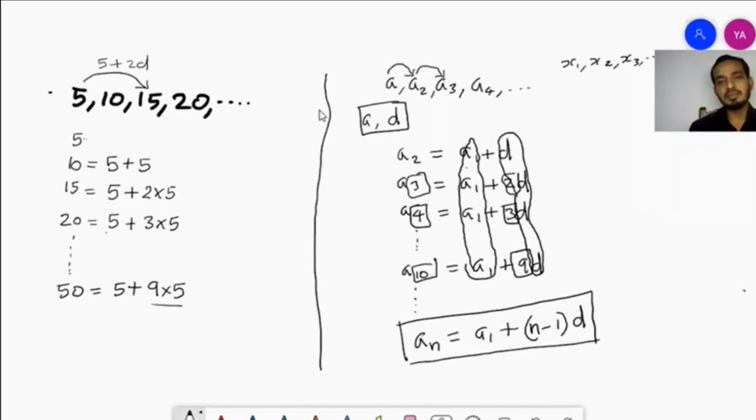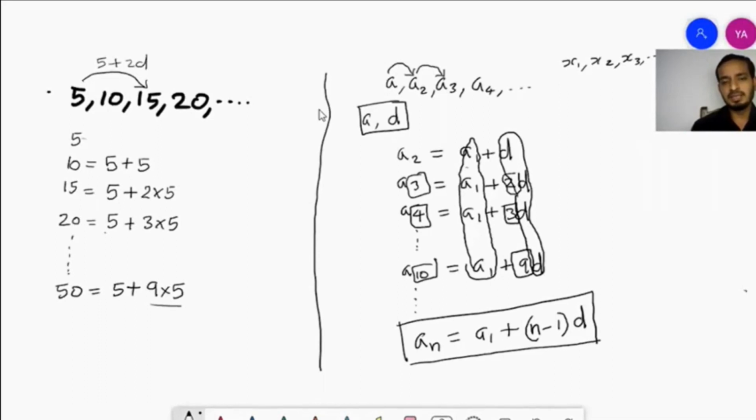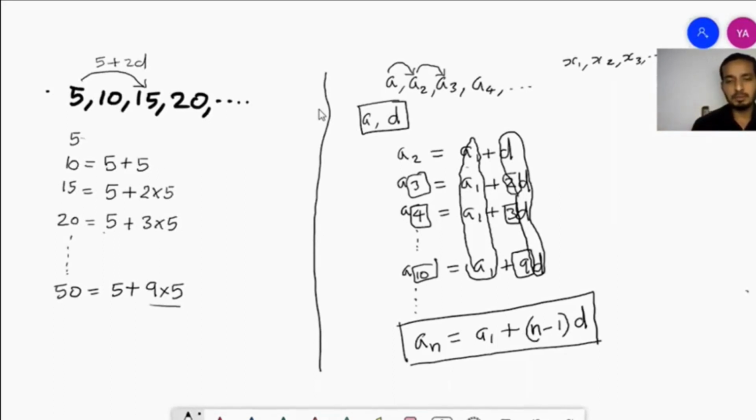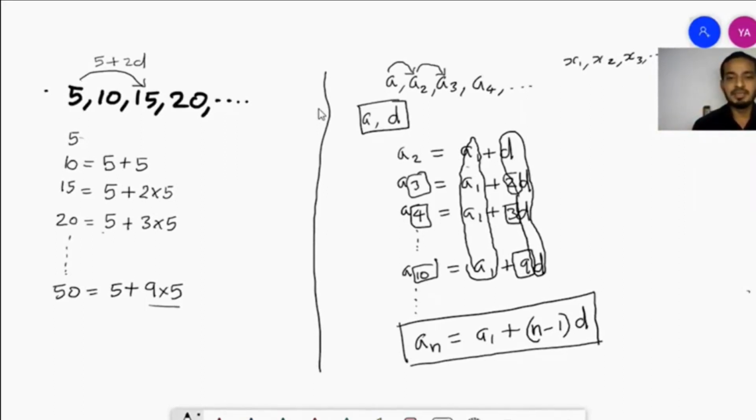In any arithmetic progression a1, a2, a3, a4, etc., the nth term an is given by this formula: an is equal to a1 plus (n minus 1)d. In words, the nth term is n minus 1 times the common difference added to the first term. If you add 9 times the common difference to the first term, you will get the 10th term. If you add 99 times the common difference, you will get the 100th term. And if you add n minus 1 times the common difference to the first term, you will get the nth term. This is the formula to find the nth term of an arithmetic progression.